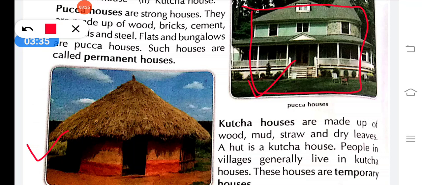Now have a look at the Kacha house. From the picture we can see that this type of house is made up of mud, straw, wood, dry leaves, etc. Okay. People in villages generally live in Kacha houses. We can find Kacha houses in villages. This type of house is temporary. They are not permanent. Okay. Like Pakka houses, they are not permanent.